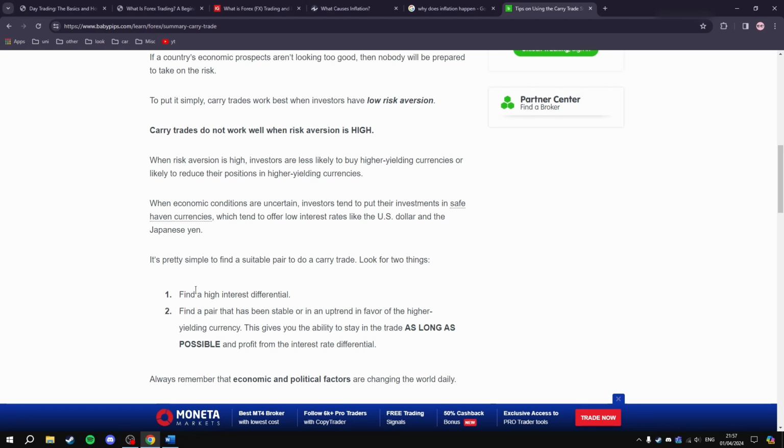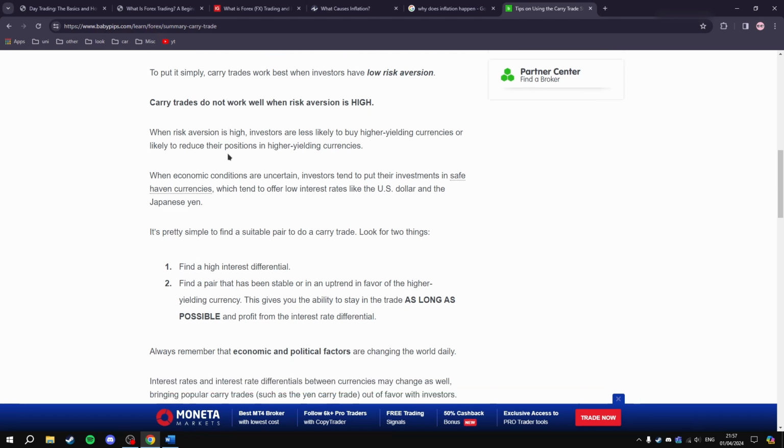To put it simply, carry trades work best when investors have low risk aversion. Carry trades do not work well when risk aversion is high. When risk aversion is high, investors are less likely to buy higher yielding currencies or likely to reduce their positions in higher yielding currencies.